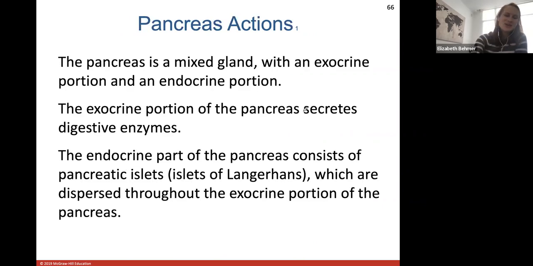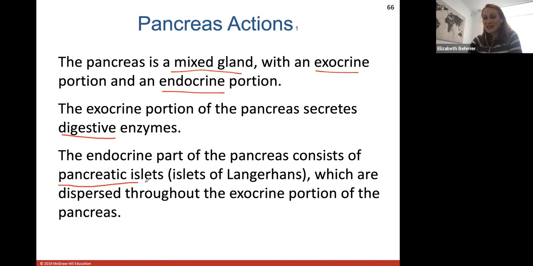All right, then the pancreas is considered what we call a mixed gland, because it has an exocrine portion and an endocrine portion. The exocrine portion secretes digestive enzymes into your small intestine to regulate digestive processes. And the endocrine part of your pancreas consists of pancreatic islets, which are groups of cells dispersed throughout the exocrine portion to release insulin and glucagon, which are two endocrine hormones to help regulate blood glucose levels.